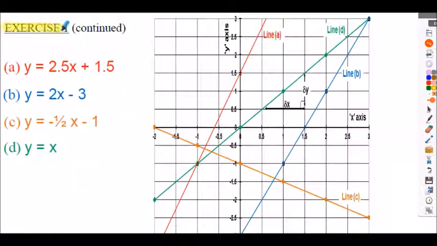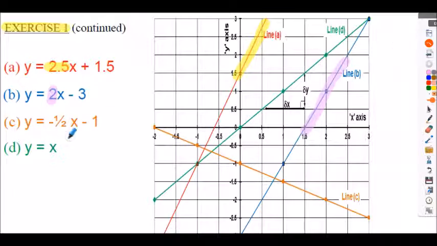Exercise 1 continued. Here is the graph that shows the 4 functions plotted, A, B, C and D. I've tried to colour code them for convenience. Just considering the gradients, the m's, I've got 2.5 for line A. There's line A here, so the gradient here is 2.5. If we compare that to the gradient of line B, which is y is equal to 2x minus 3, where the gradient is 2, that's line B here, you can see that the A line is slightly steeper than the B line, which we would expect because the gradient is slightly bigger for the A line.